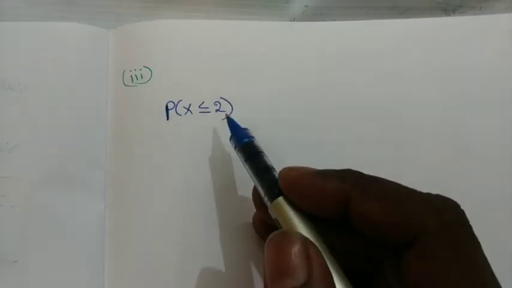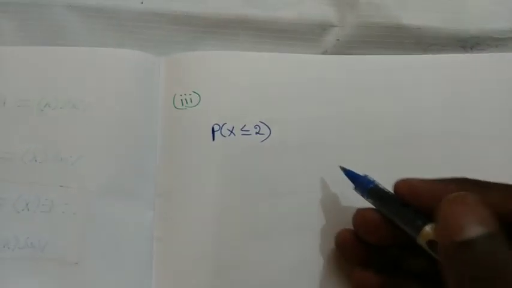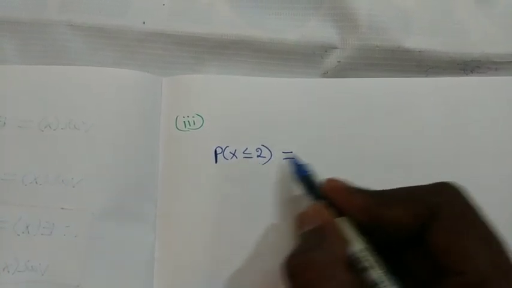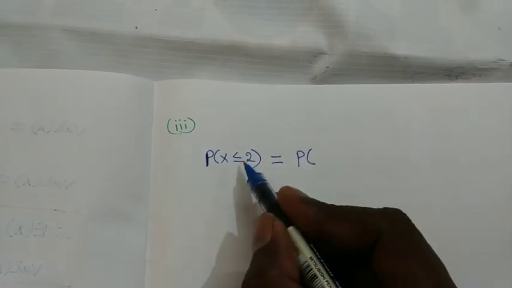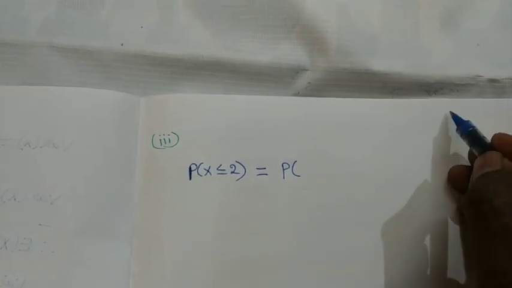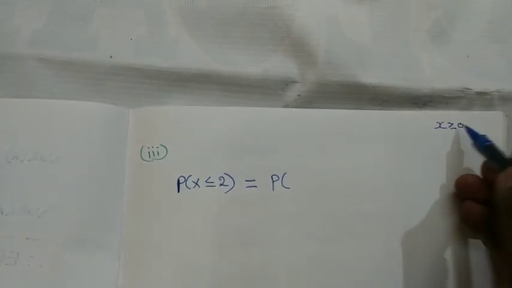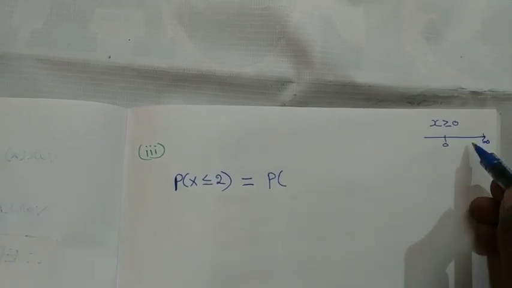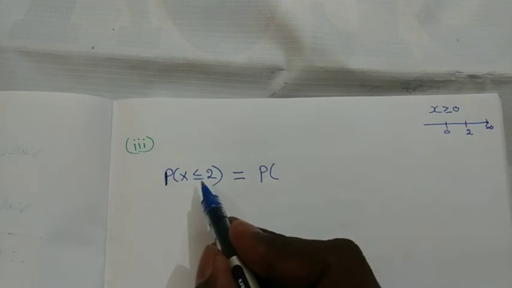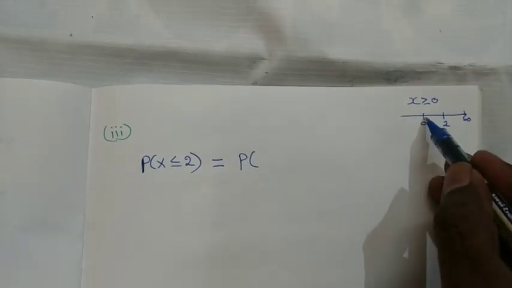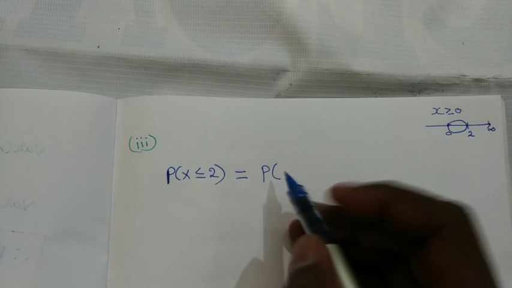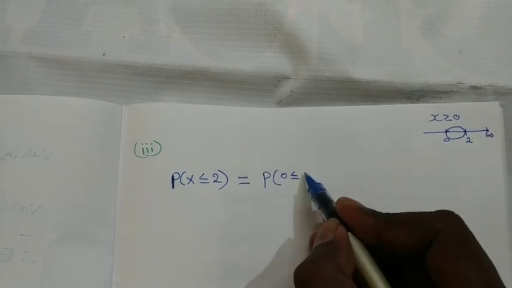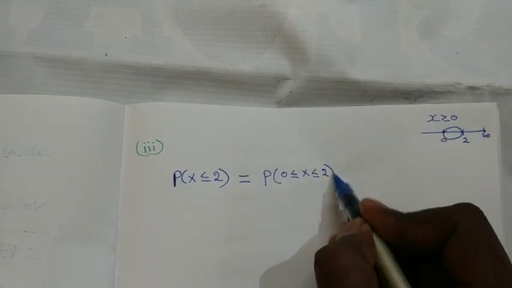So now in this problem, to calculate p of x less than or equal to 2, I am going to use the CDF, cumulative distribution function method. So this can be rewritten as x less than or equal to 2, but the range of x is given, x is greater than or equal to 0. Greater than or equal to 0 means start from 0, end with infinity. In this range, 2 may be here. What is x less than or equal to 2? It covers 0 to 2. So 0 less than or equal to x less than or equal to 2.